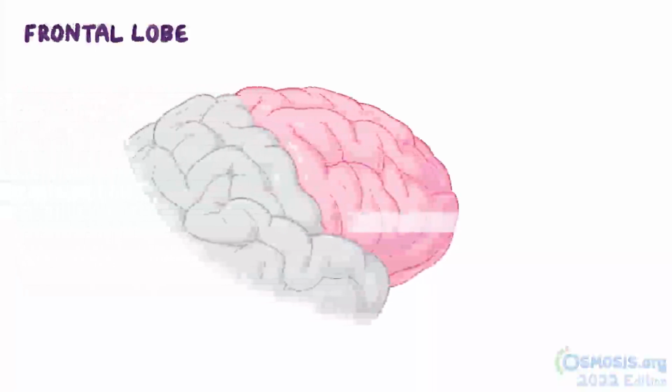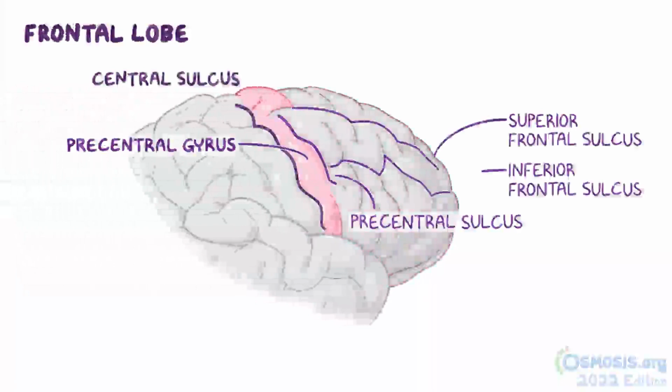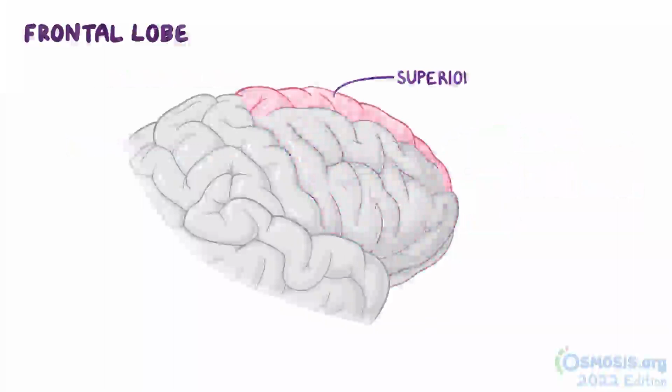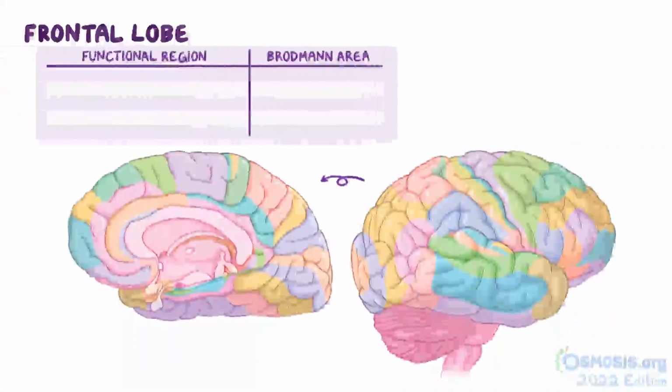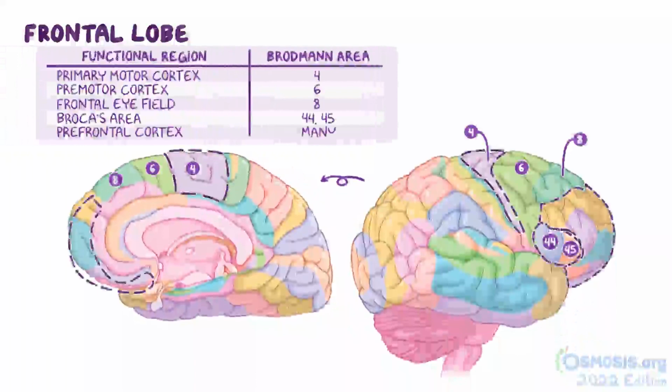The main anatomical regions of the frontal lobe are the precentral sulcus, precentral gyrus, and the superior and inferior frontal sulci, which delineate the superior, middle, and inferior frontal gyri. The frontal lobe has 5 functional regions: primary motor cortex, premotor cortex, the frontal eye field, Broca's area, and the prefrontal cortex.